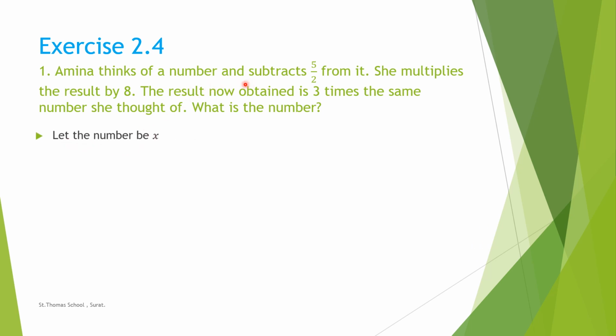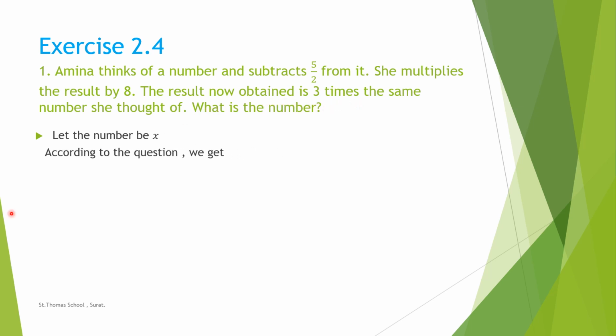So we can write like this, let the number be x. Now again read the question. And she subtracts 5 by 2 from it. What is the meaning of this? X minus 5 by 2. And she multiplied the result by 8. So that is x minus 5 by 2 multiplied by 8 is equal to. The result now obtained is 3 times the same number. What is the number she thought? X. So 3 times means 3 multiplied by x.